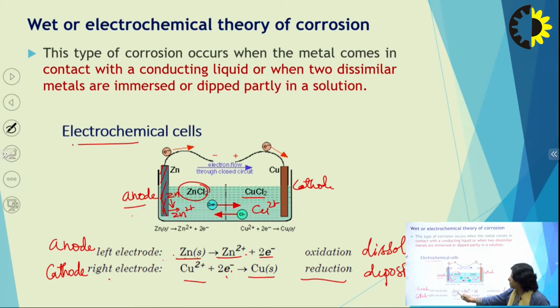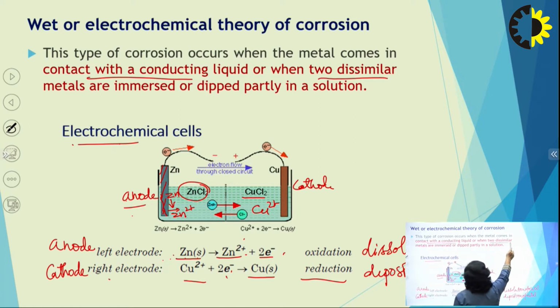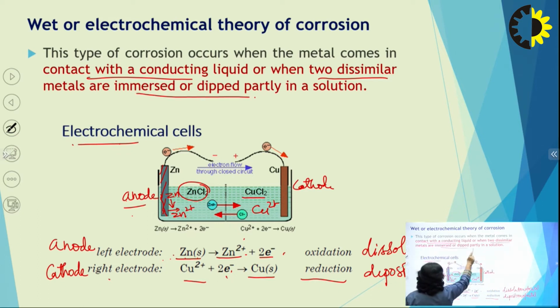Corrosion is this, right? You are very right. At the anode, corrosion takes place. At the anode, zinc is converting into its ion by losing electrons. So, corrosion takes place at the anode. This is the main basis of the electrochemical theory of corrosion. It occurs when there is a conducting liquid or two dissimilar metals attached to each other and immersed partly or dipped into a solution, then this type of corrosion mechanism occurs.